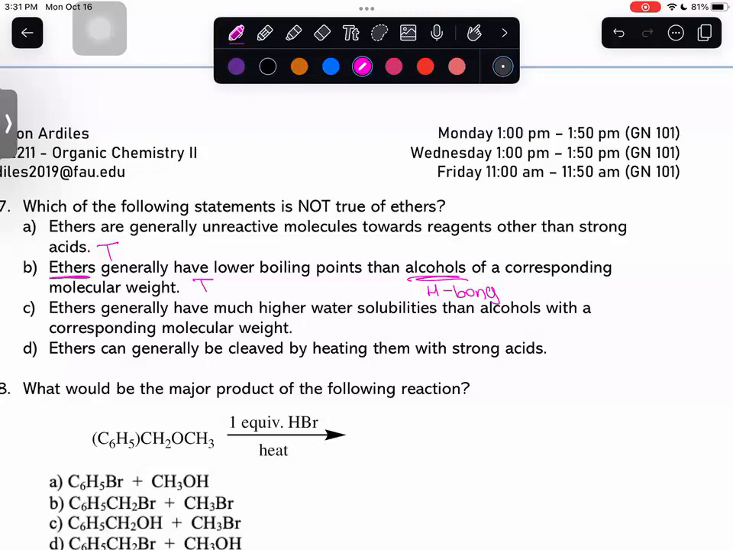Okay, option C. It's talking about water solubility. It says that ethers have a higher water solubility than alcohols. How do we determine solubilities? Like dissolves like, exactly. So we know that alcohols have hydrogen bonding. Water has hydrogen bonding. Ethers don't have hydrogen bonding. So this one is false. So that's your answer, option C. And then the last one, D, is basically just rephrasing option A. And that's it.